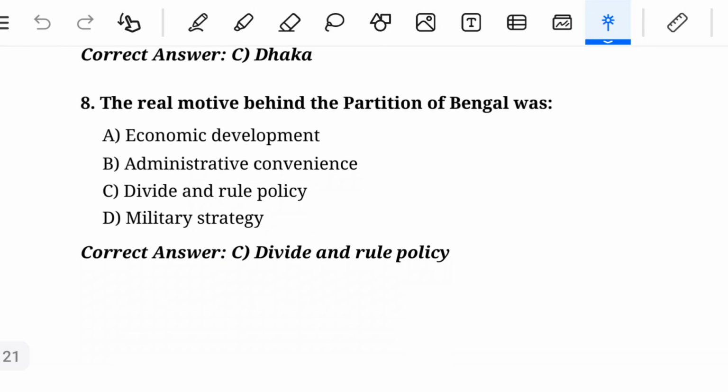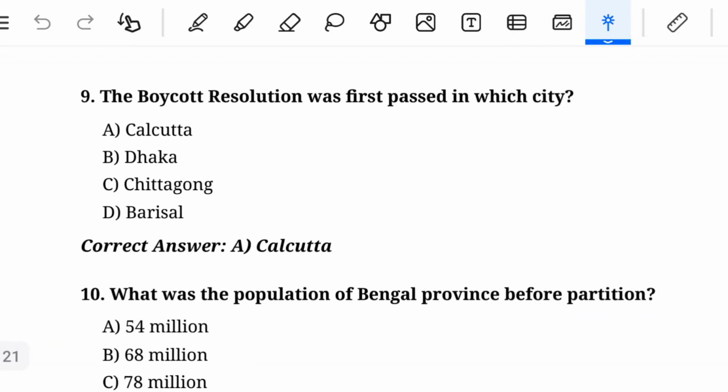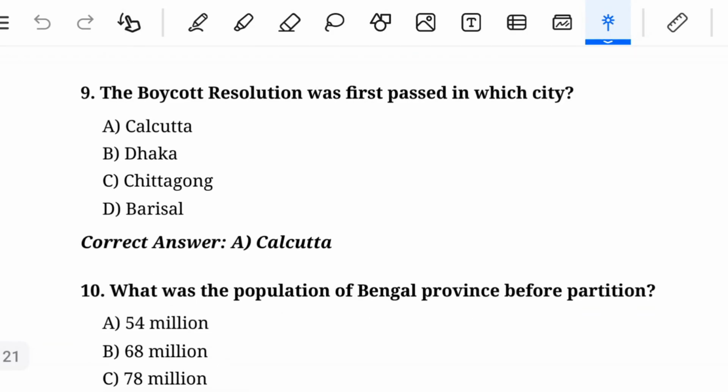8. The real motive behind the Partition of Bengal was: A. economic development, B. administrative convenience, C. divide and rule policy, D. military strategy. Correct answer: C. divide and rule policy. 9. The boycott resolution was first passed in which city? A. Calcutta, B. Dhaka, C. Chittagong, D. Barisal. Correct answer: A. Calcutta.